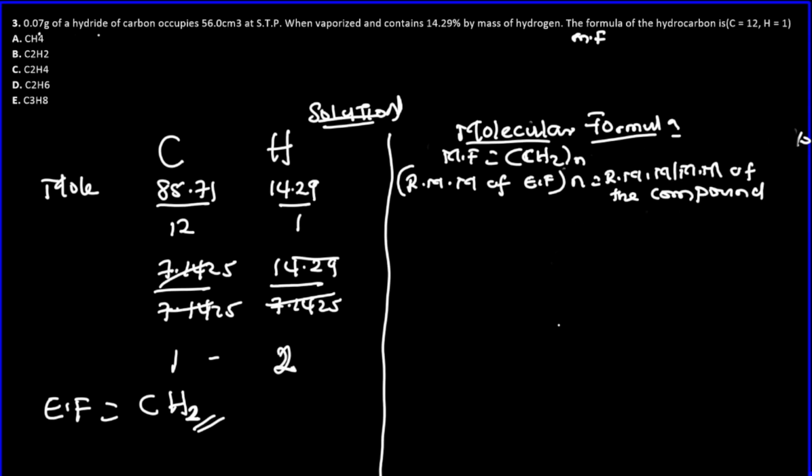But here we're not given the relative molecular mass or molar mass of the compound. How do we find it? From what we're given here, we can easily find it, but you have to apply another piece of chemistry knowledge. If you remember Avogadro's law on molar volume of gases, it says that the molar mass of any gas occupies 22.4 dm cube at STP, at standard temperature and pressure.